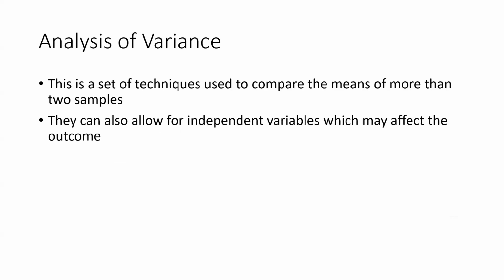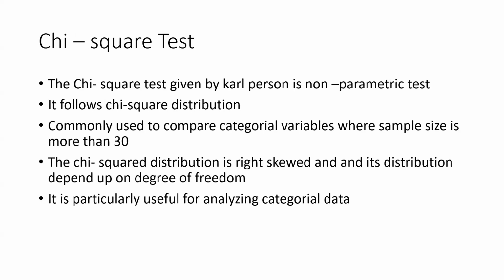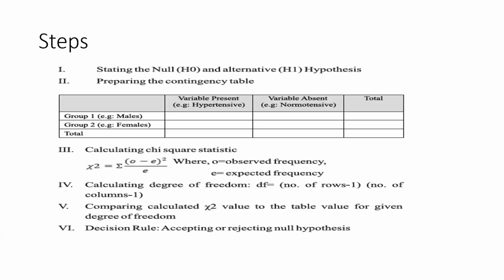Analysis of variance is a set of techniques used to compare means of more than two samples. They can also allow for independent variables which may affect the outcome. Chi-square test: the chi-square test given by Karl Pearson is a non-parametric test. It follows the chi-square distribution and is commonly used to compare categorical variables when sample size is more than 30. The chi-square distribution is right skewed and its shape depends on the degrees of freedom. It is particularly useful for analysis of categorical data.